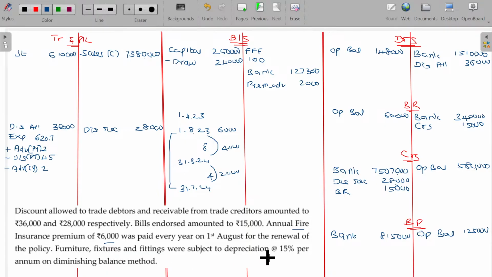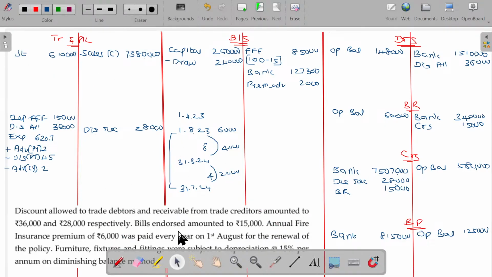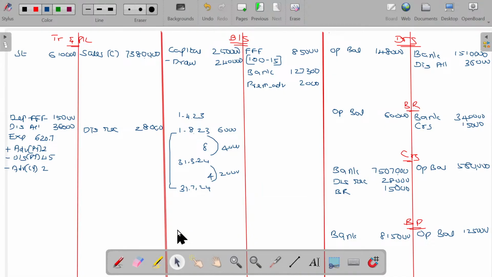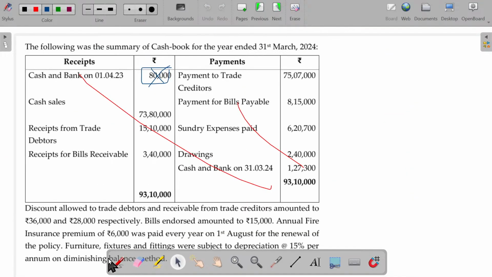Furniture, fixtures, fittings were subject to depreciation at 15% per annum on the diminishing value method. So you can calculate 15% on 100,000. 15,000, and 85,000 will be the depreciated value. Depreciation will be your expense, debited here. Furniture, fixtures, fittings, the value being 15,000 debited in the P&L account. Okay, so we have completed these adjustments fully. With that, this page is completely over.